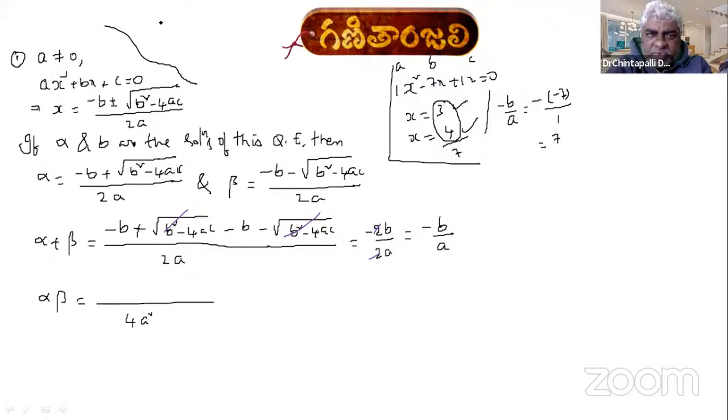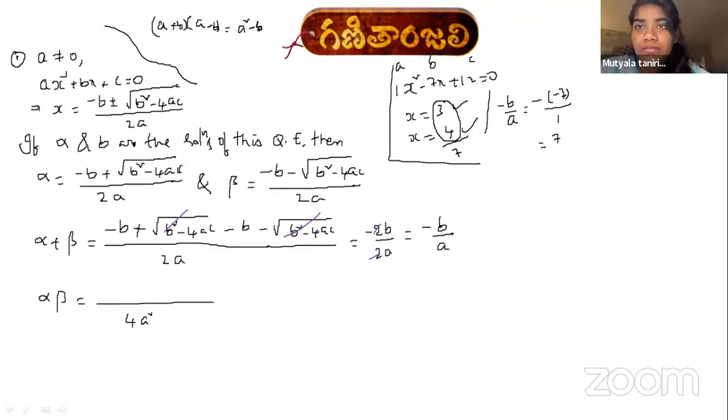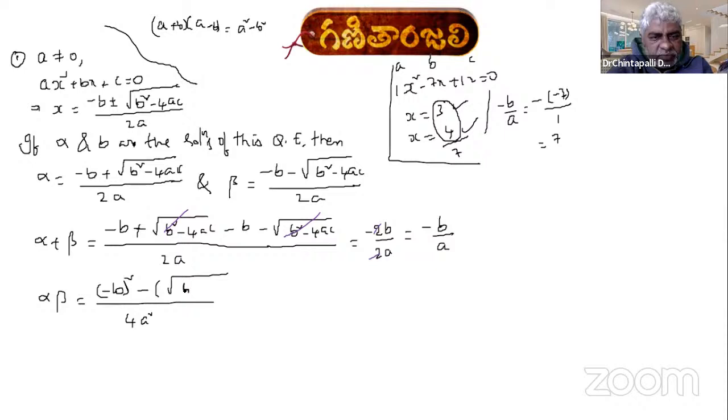There is a formula for a plus b times a minus b. What is it? a square minus b square. What is a here? Minus b. And b here is the root term. So a square means minus b whole square, minus the square of the root of b square minus 4ac. Now minus b whole square is nothing but b square only.